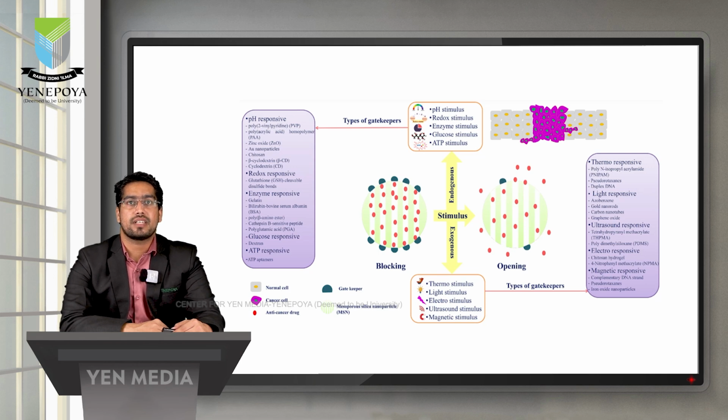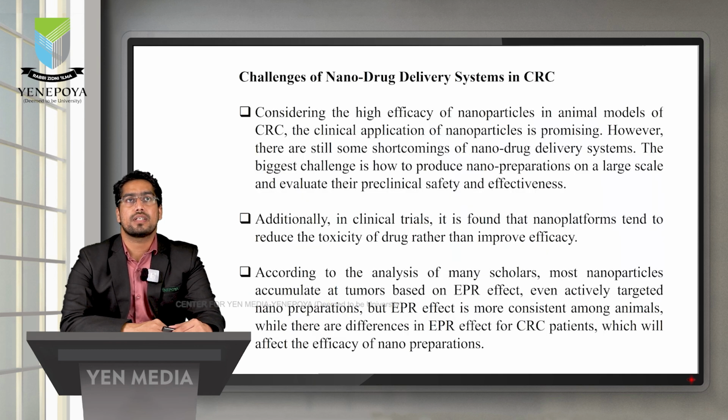So these are the various types depending on various stimuli, such as light stimuli, and what are the types to be focused on based on these receptors. We will be using different pH based receptors. So, what are the challenges in nano drug delivery systems?